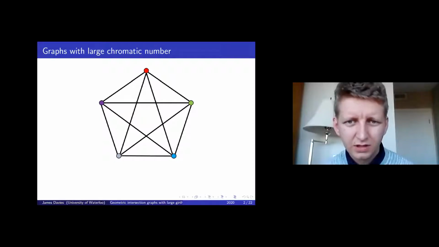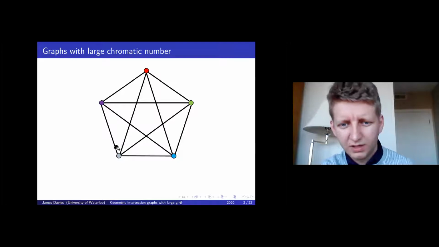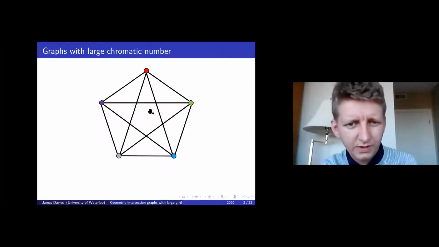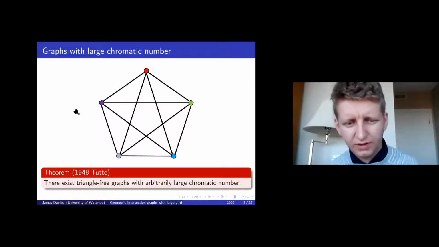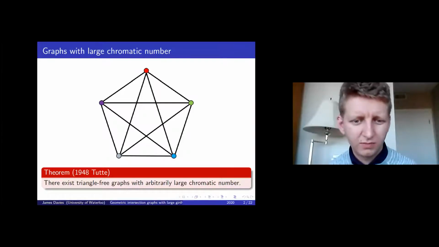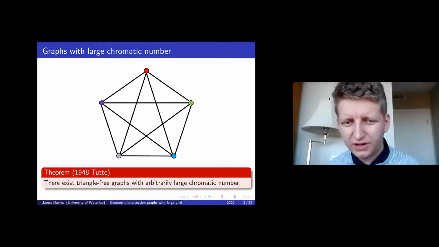So perhaps the first interesting case to consider is, if you forbid a clique, can you still have large chromatic number? We can just look at forbidding a triangle, a 3-clique, first. And here we have this really classic result that there are triangle-free graphs with large chromatic number. I really want to start by getting right into it and actually showing this construction of Tutte.